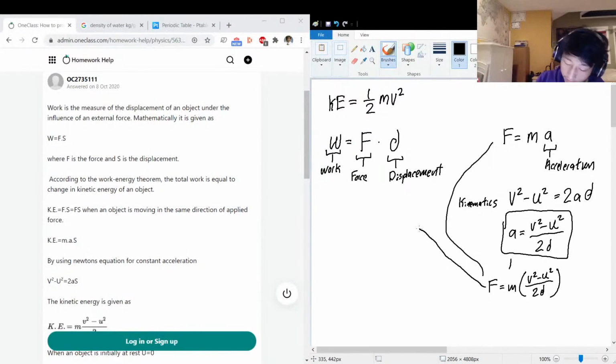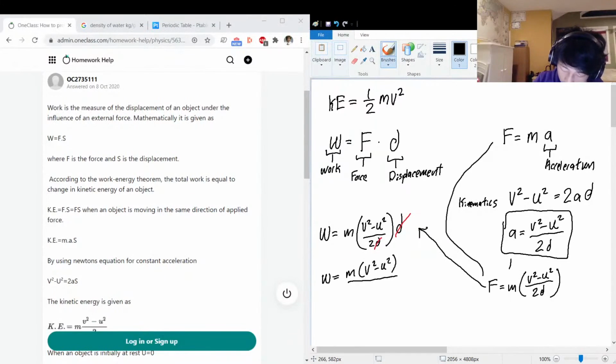And then we can take this F and put it into the work equation. So W for work is equal to M multiplied by V squared minus U squared, the initial velocity, over 2D, and multiplied by D out here. But you see, we got a D on the upstairs and a D on the downstairs of the fraction, so they neutralize each other. And we are left with this. W equals M V squared minus U squared over 2.